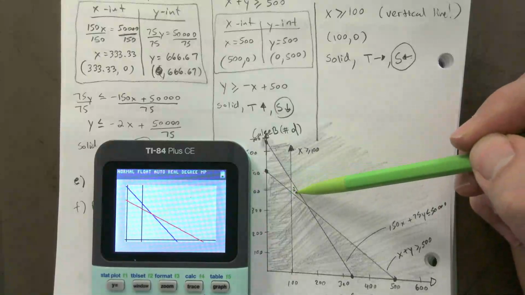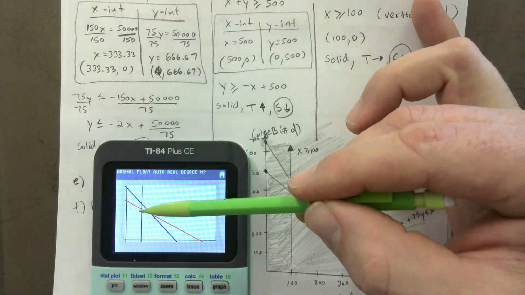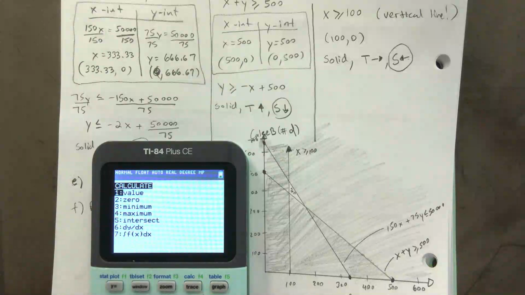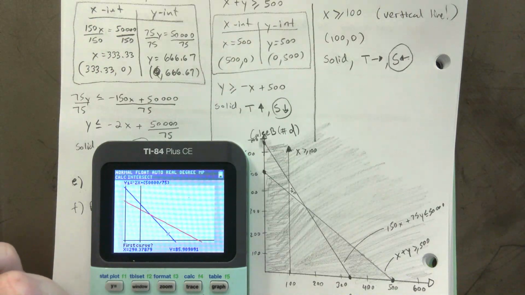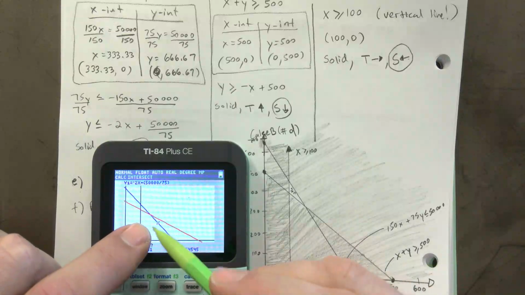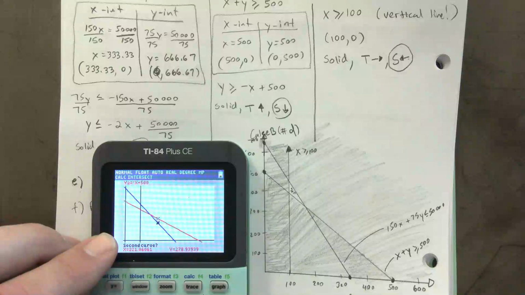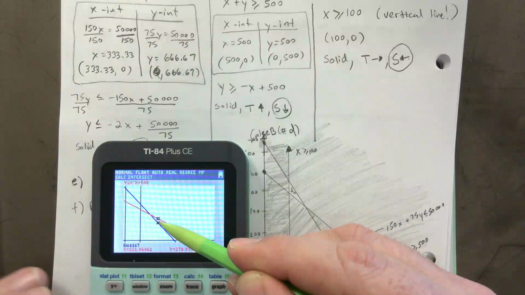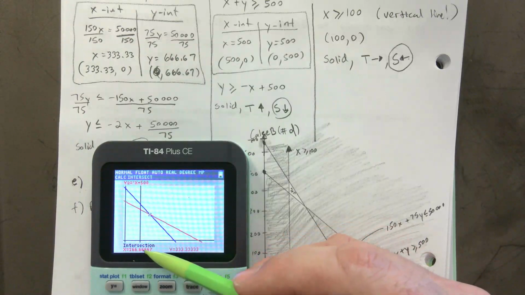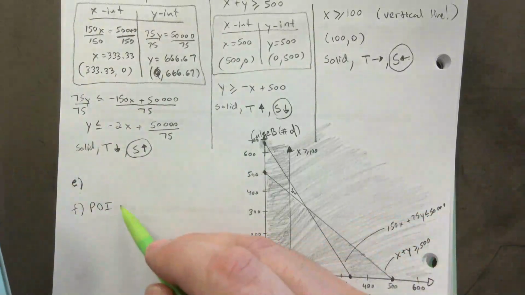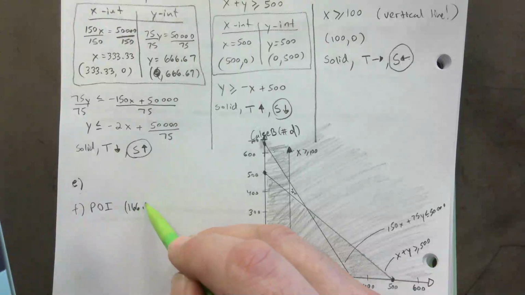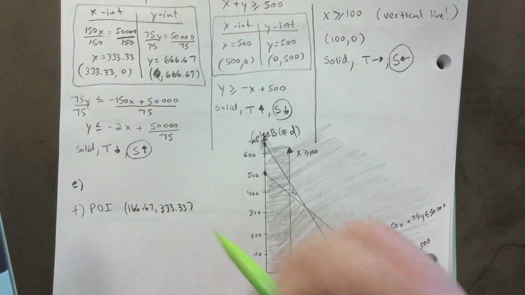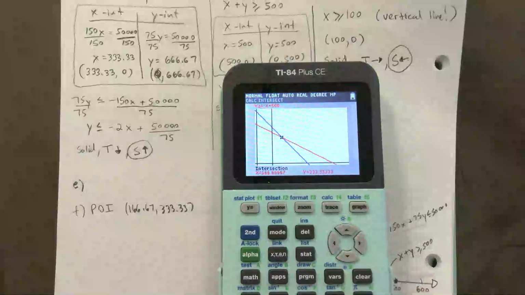And we know that this is my solution region right there, that little triangle. So let's go find those corner points surrounding it. Let's go second trace 5. You're on the blue line. How about we find this one first between the blue and the red. So we're going to go enter. It jumps to the red one. That's perfect. Hit enter one more time. And there it is: 166.67, 333.33. Okay, that's one of the intercepts.